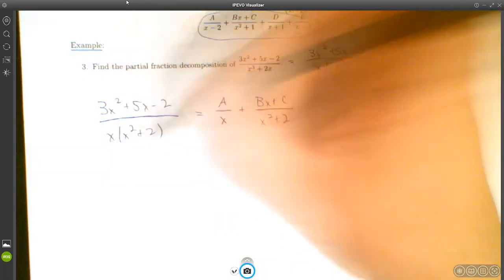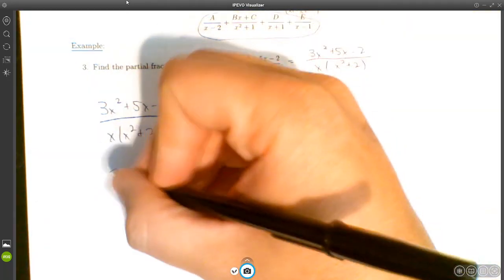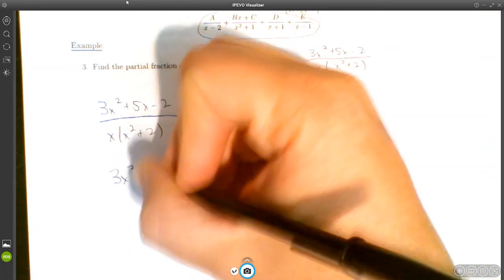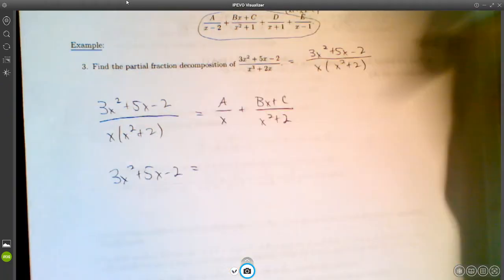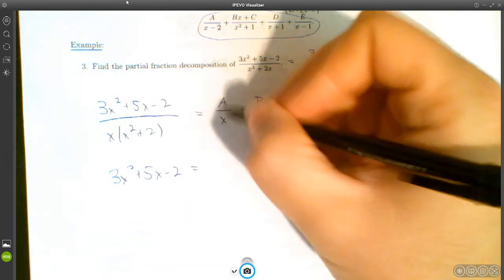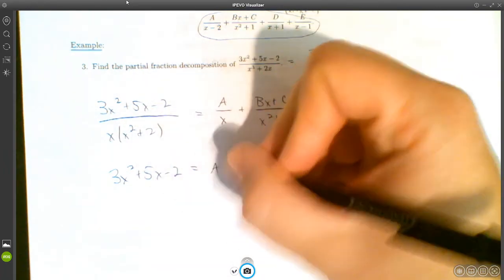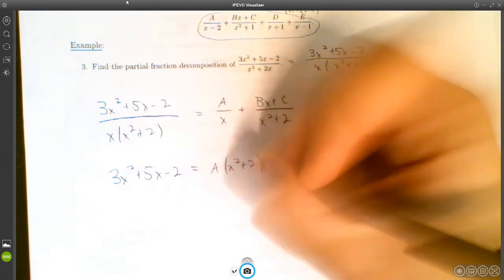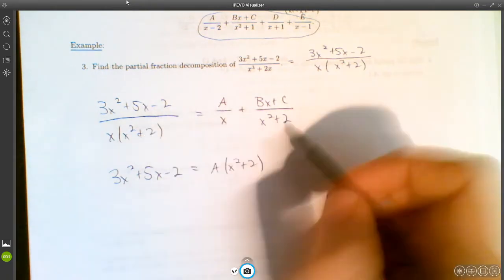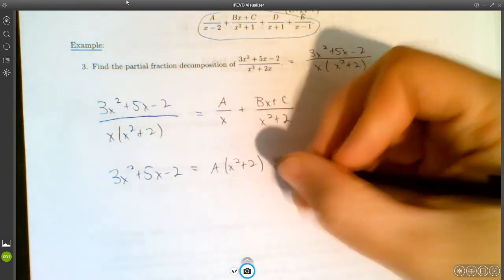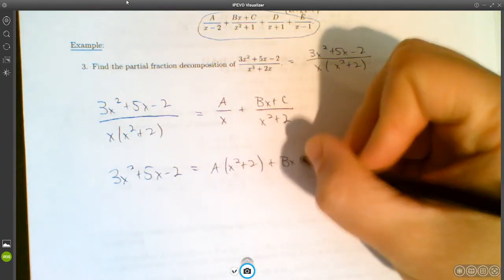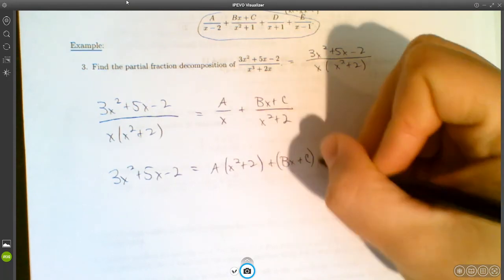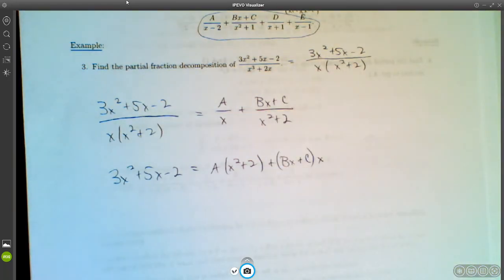So we're going to multiply through by the denominator to clear that fraction. We get 3x squared plus 5x minus 2 equals. Well, here the x's would cancel and leave me with A times x squared plus 2. Here, the x squared plus 2's would cancel and leave me with Bx plus C times x. Okay?